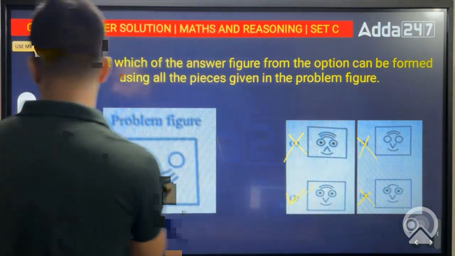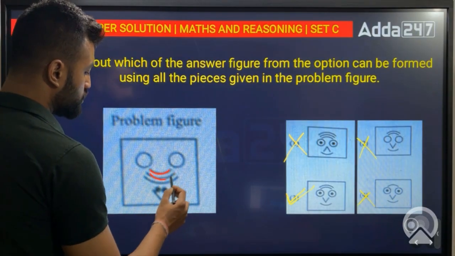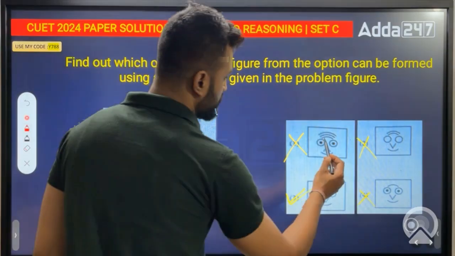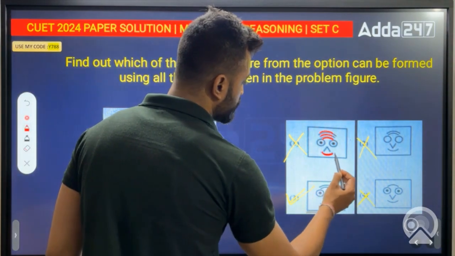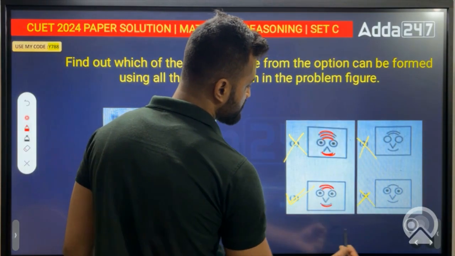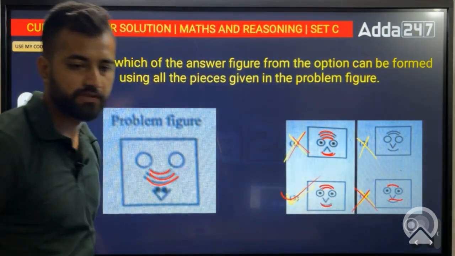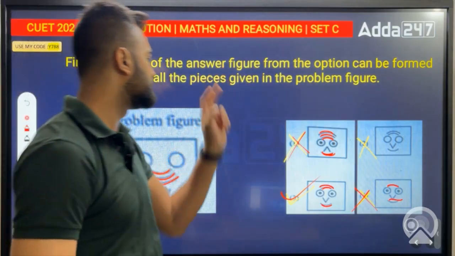1 cannot be the answer. See why? Because check the curved lines. How many curved lines are there, sir? 1, 2, 3. Out here 1, 2, 3, and this one has 1 more, making 4. So this cannot be the answer. Out here, sir, 1, 2. Only 2. That's why this is not the right answer. Simple. Okay, very easy question. Next.